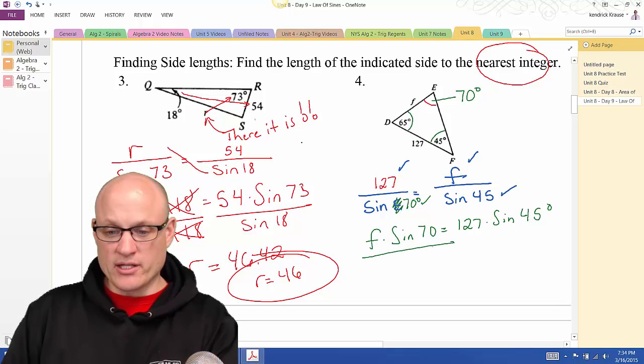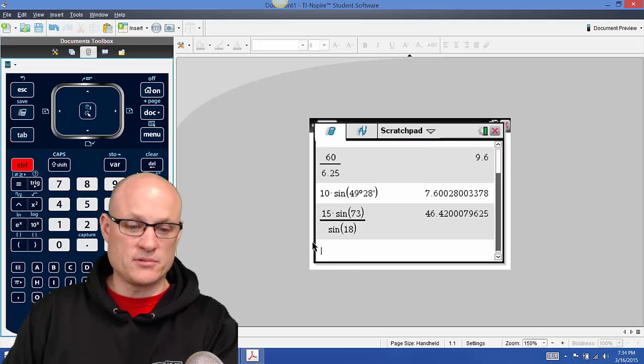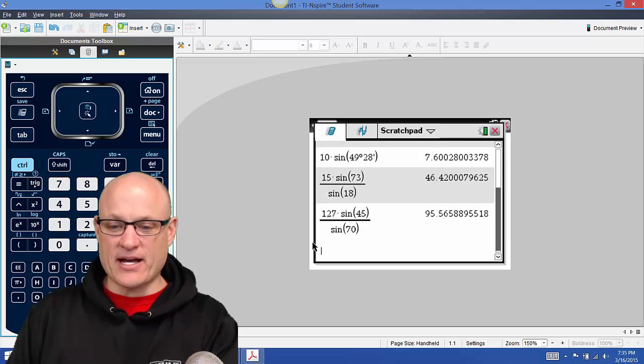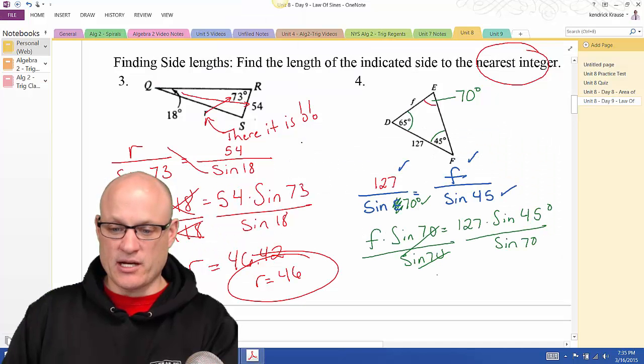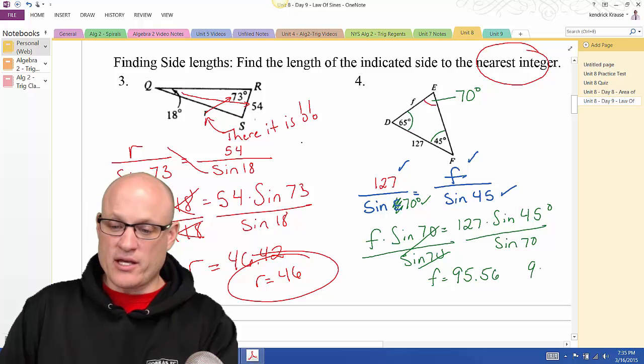Sweet. Almost done. Divide by sine 70. Divide by sine 70. And I get, I have no idea, 127 times the sine of 45, which I just know is the square root of 2 over 2. You ought to know that too. Divided by the sine of 70 equals 95.56. Now I'm going to stop there because I know it said nearest integer, so I know my answer is 96.